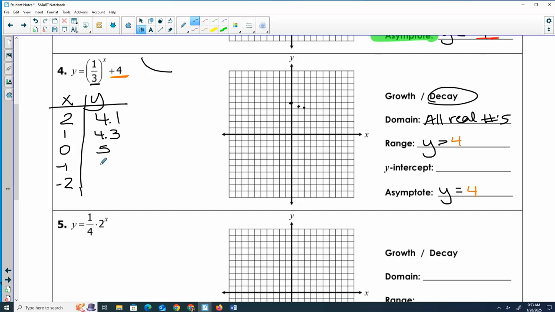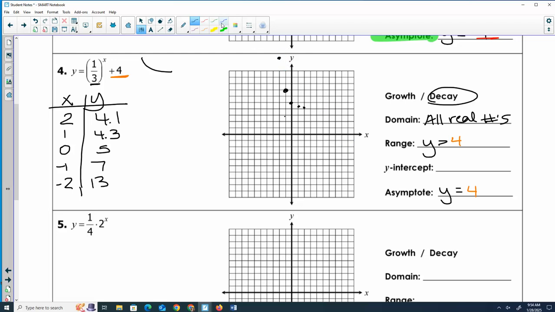Okay, if you put in -1, what does that give you? So -1, go left 1 and up 1, 2, 3, 4, 5, 6, 7. And -2. We plug in -2. What do we get out? 13. So left 2, up 13, which takes us off our graph.